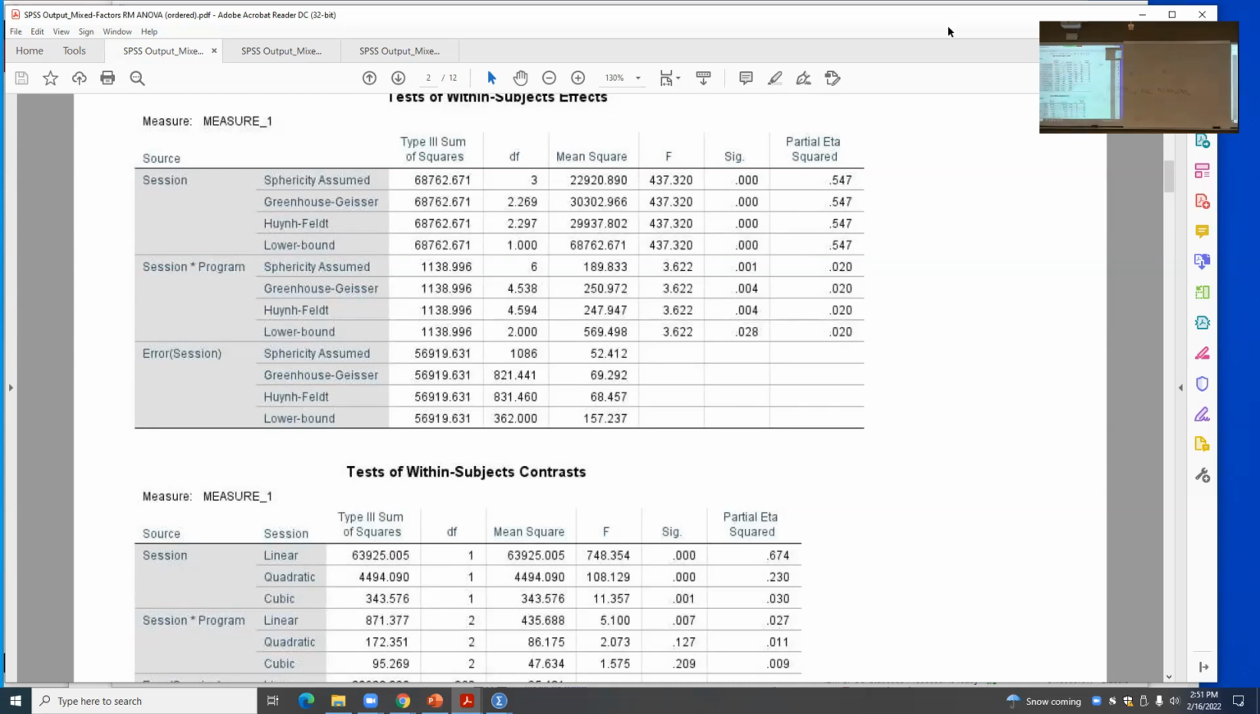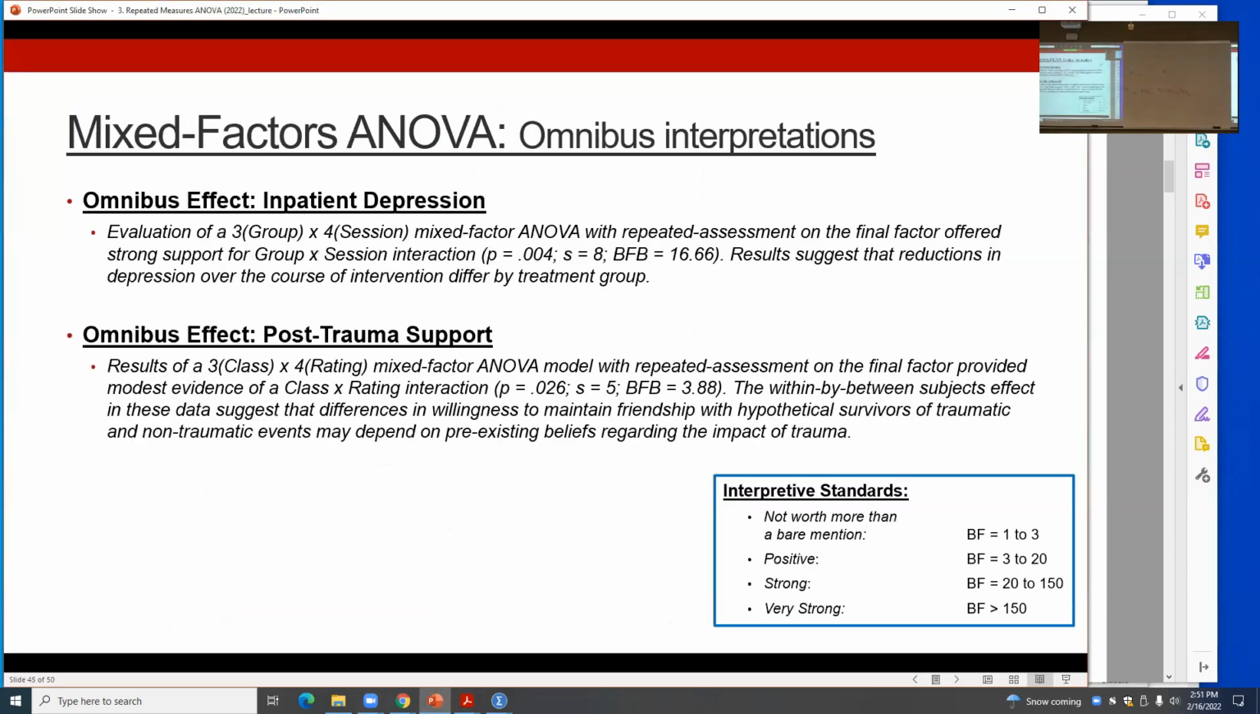Okay. So in terms of our omnibus tests, if we want to ask for just our omnibus, oh, Katie, yeah. What model or design? Here we're working with a 2 by, what is this? This is a 3 by 4 mixed factors ANOVA. So we've got 3 levels of my between, 4 levels for my within.